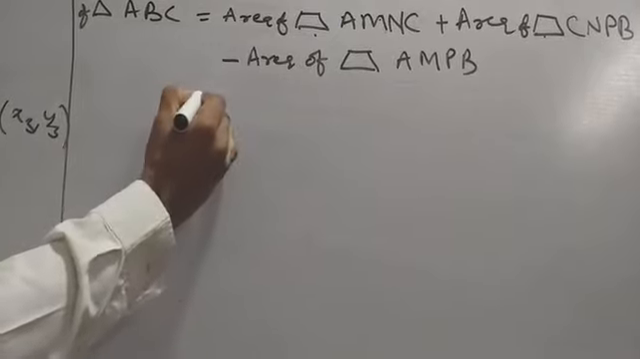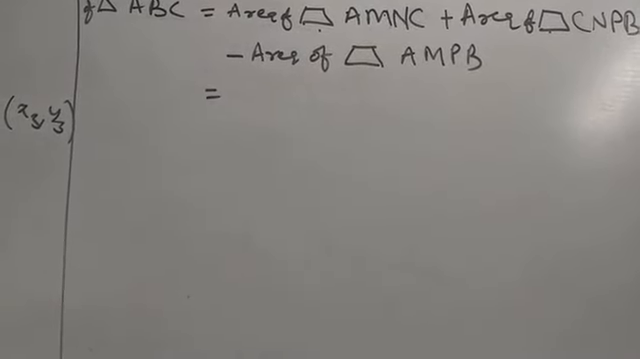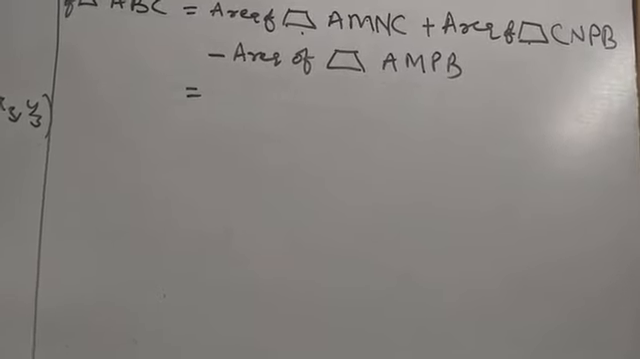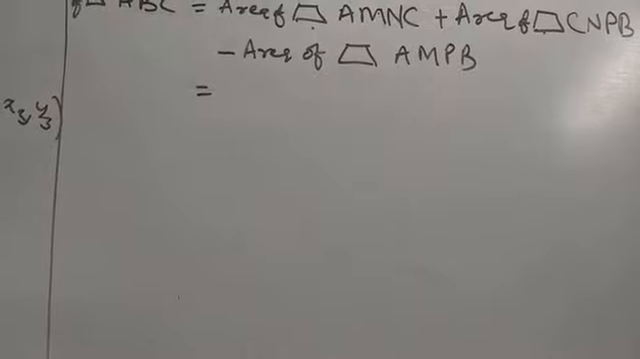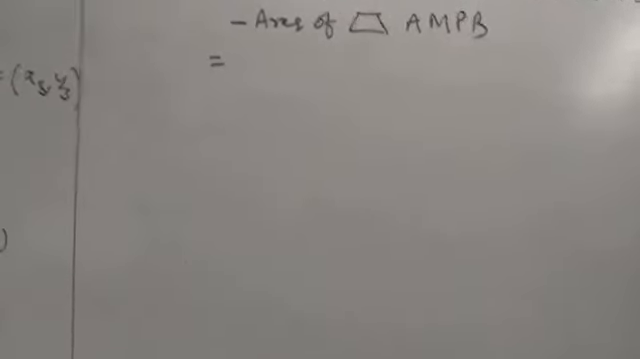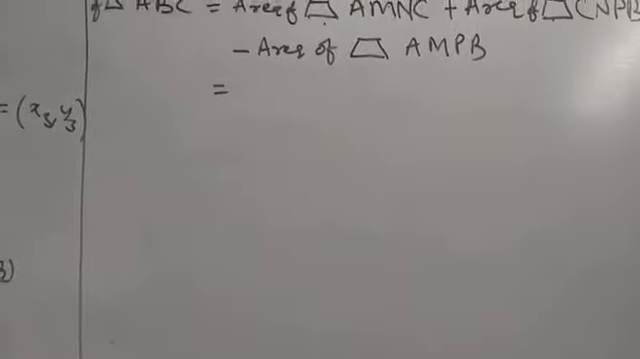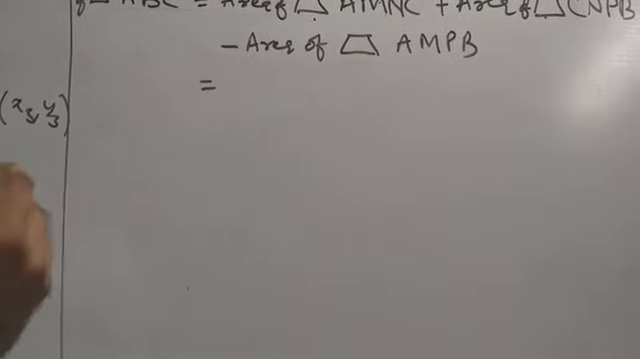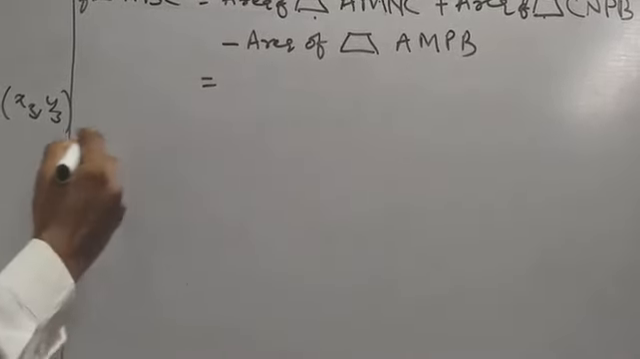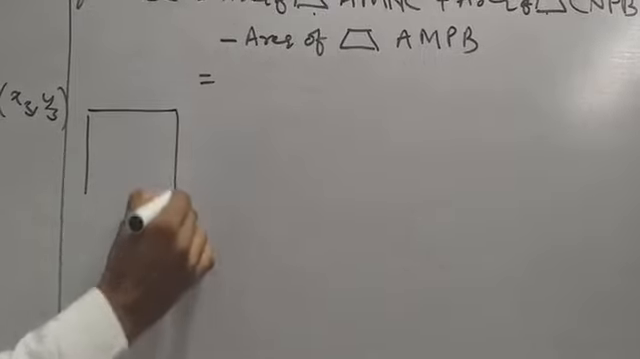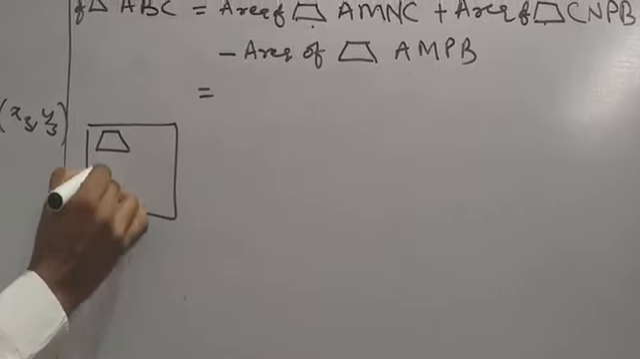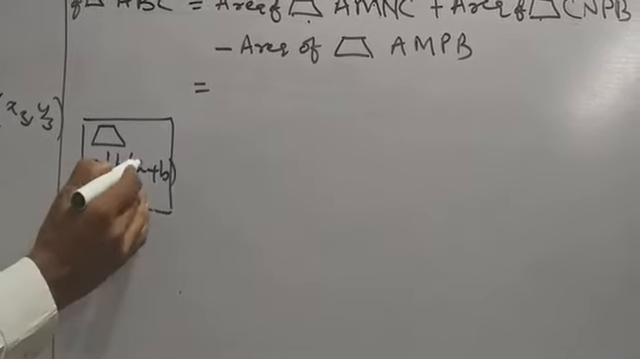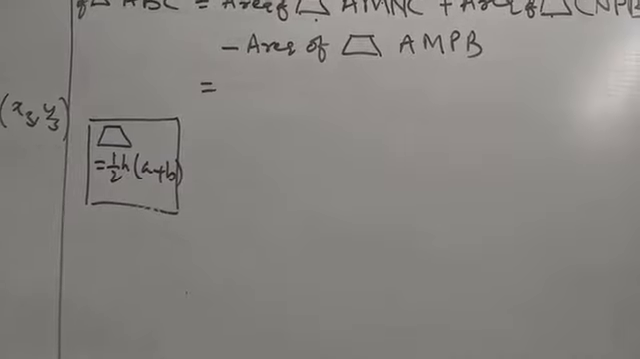So, area of trapezium. We know that the area of a trapezium formula is half into the sum of the lengths of the parallel sides and the perpendicular distance between the parallel sides. Or else we can write in a simple manner, area of trapezium is half h of a plus b, where a and b are lengths of the parallel sides.